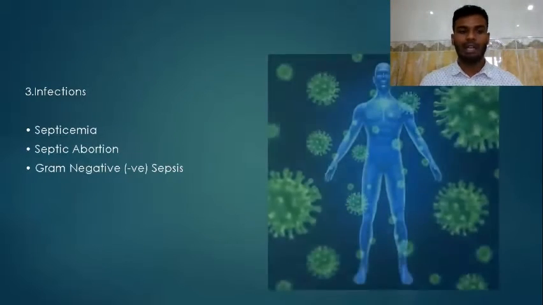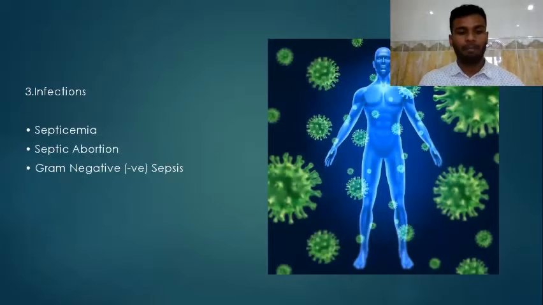The third category is infections. The first one is septicemia. Septicemia is a serious bloodstream infection, also known as blood poisoning. Septicemia occurs when a bacterial infection occurs elsewhere in the body, such as in the lungs or the skin, and then it enters into the bloodstream.